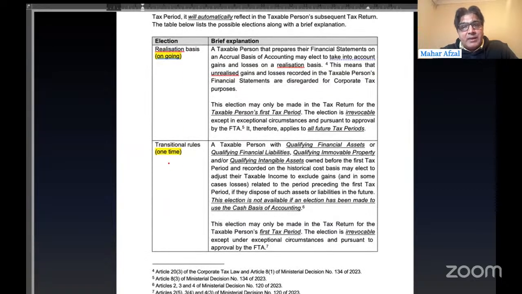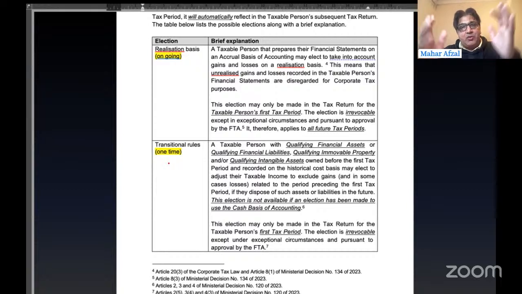Transitional relief is a one-time impact, and you will not be required to do it again. You need to assess qualifying financial assets, qualifying financial liabilities, qualifying immovable property, and qualifying intangible assets. What are these? These are the assets or liabilities that you are holding before the first tax period of your return. They are maintained at historical cost, and for intangible assets specifically, the holding period should not be more than 10 years. These are basically the qualifying assets.